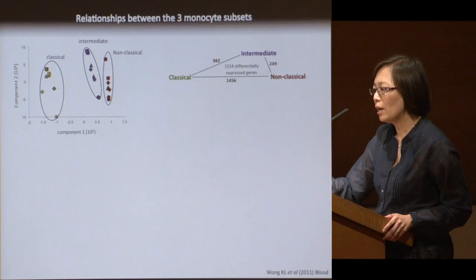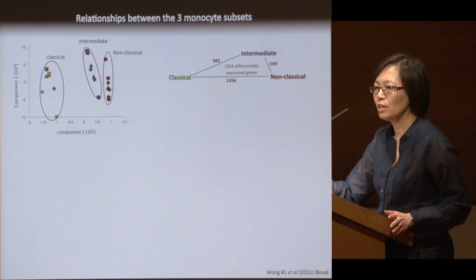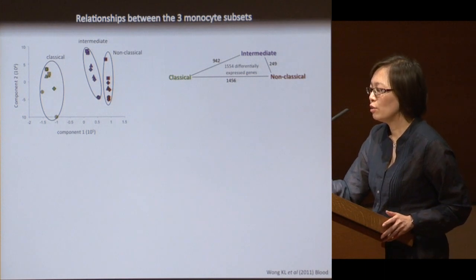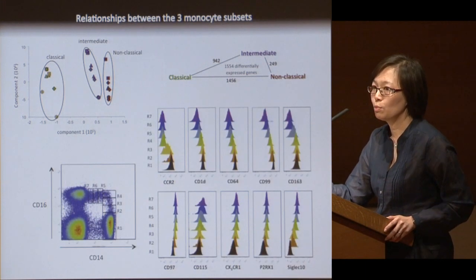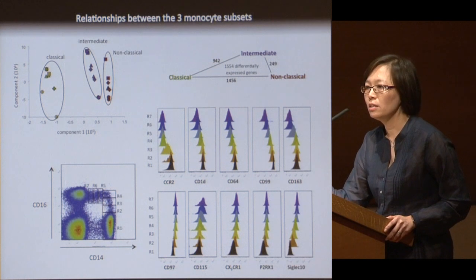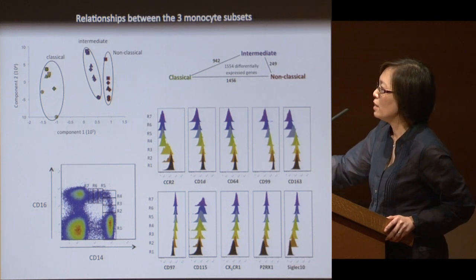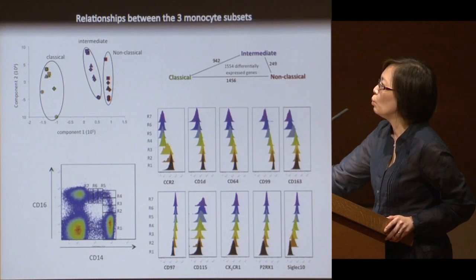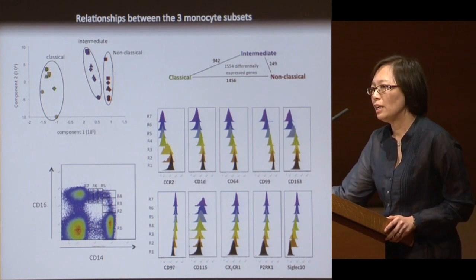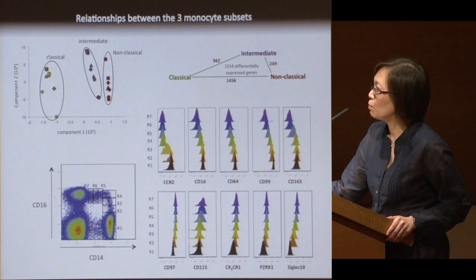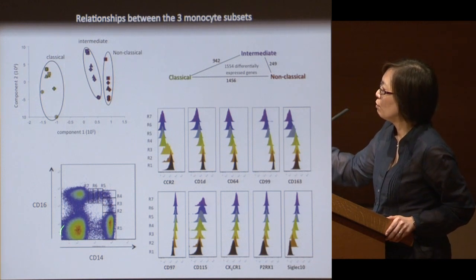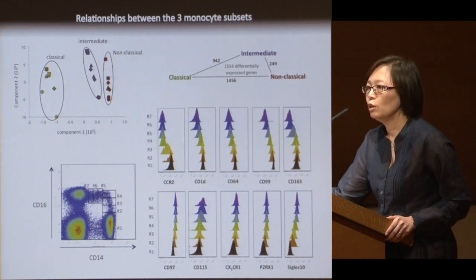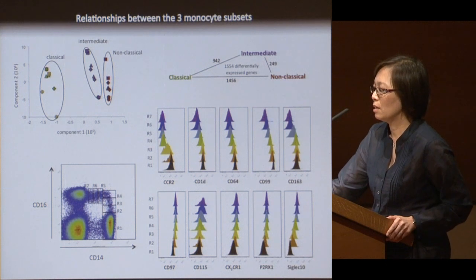And if we look at some of the surface markers differentially expressed by the monocyte subsets, we see an interesting continuum in the expression of these surface markers between the subsets, based on the gating strategy that we have used here. So we see a continuum, either an increase or decrease, in expression of some of these surface markers from classical to non-classical monocyte subpopulation.